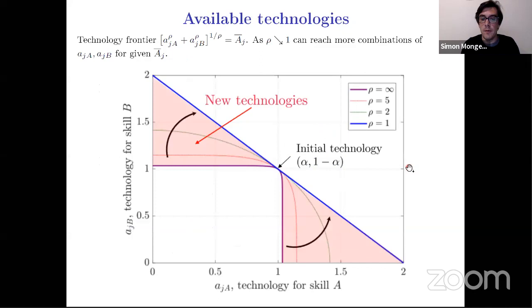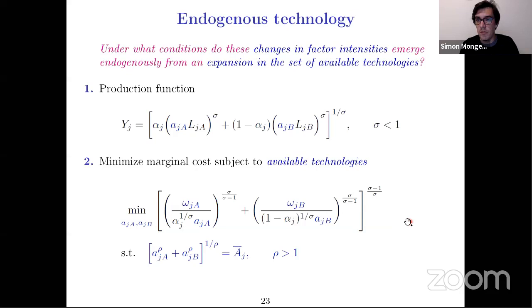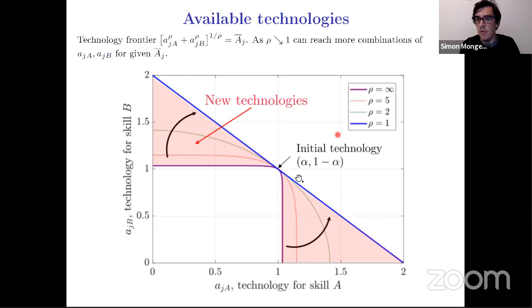Okay. So how am I going to think of this constraint? We're taking this from, you know, using some work by Caselli and Coleman to help us characterize this. So in my example, I'm going to consider an initial period where this constraint is essentially Leontief. This parameter rho, which is governing the curvature, the elasticity of substitution along this constraint, is infinity. So, you know, the optimal coefficients are just 1 and 1.